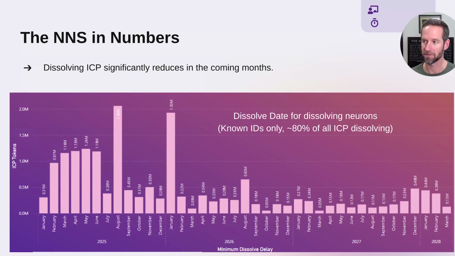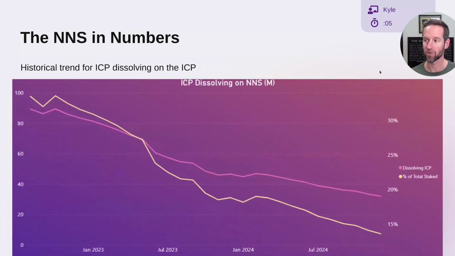You can actually calculate these numbers yourself using the dashboard's API. If we go to the next slide, just to present this information differently, this is the historical amount of ICP dissolving. That's that pink line. And then the yellow line is the percent of that of the total staked. And again, you see both of these just down and to the right, essentially participants who want to get out are dissolving their ICP, and they're being replaced by people who want to participate in the long run.